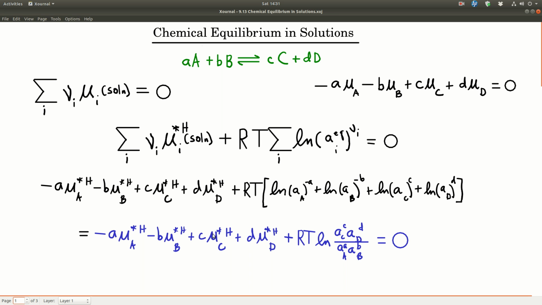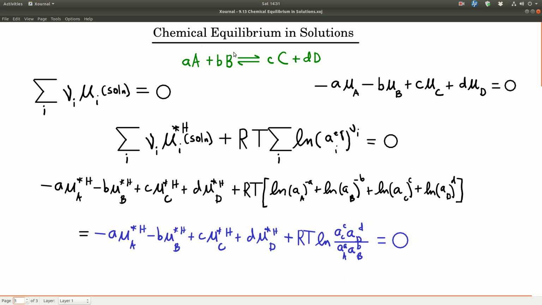Hi guys, this is section 9.13, chemical equilibrium in solutions. So let's look at our generic equilibrium reaction, aA plus bB in equilibrium with cC and dD. The equilibrium condition is that the sum of the chemical potentials for each species times their coefficient from the balanced equation has to add up to 0.